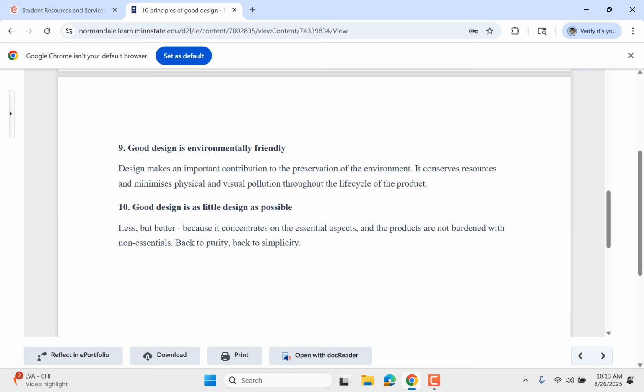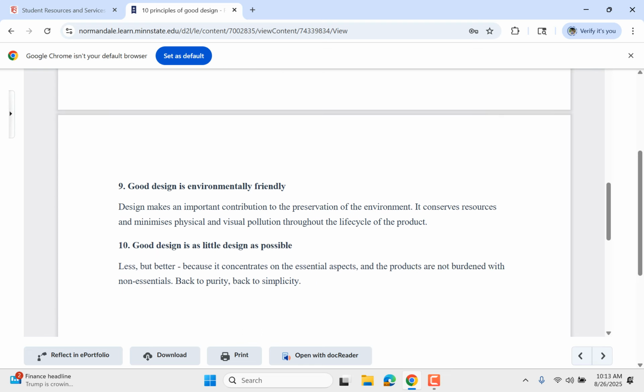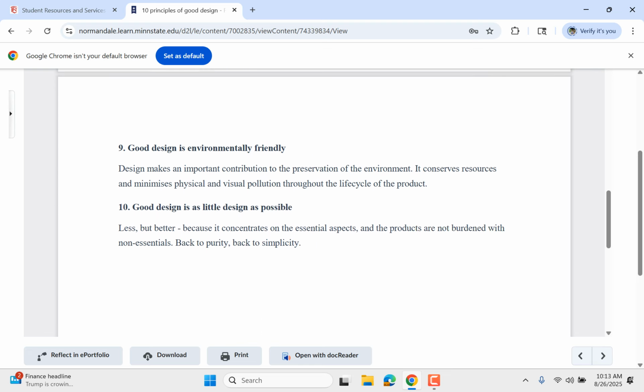Good design is environmentally friendly. This list was made in the 70s, so this was before people started worrying about global warming and things like that. But it's kind of related to the long lasting thing. If you design something well, it doesn't need to be replaced regularly and thrown away over and over again. It doesn't break.